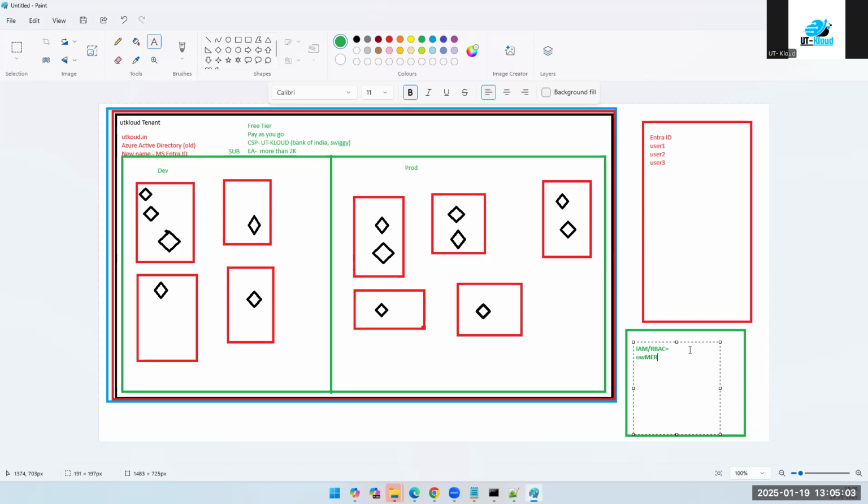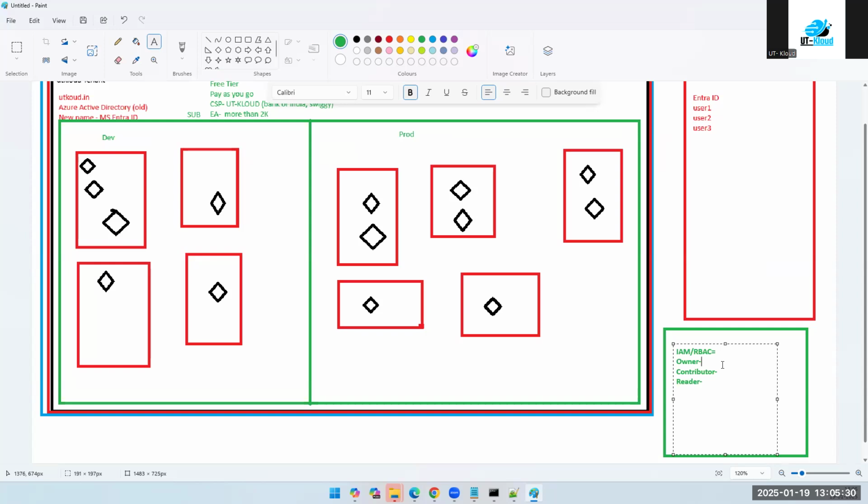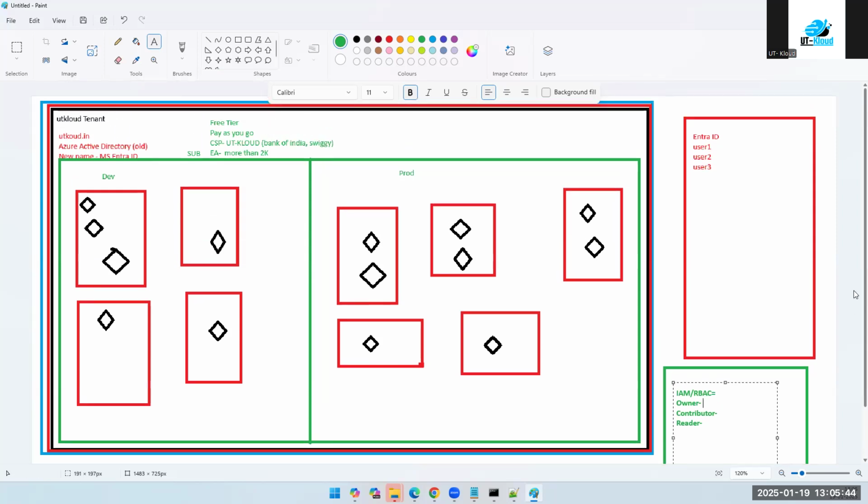One is your owner role. Understand, guys, these roles are not in Entra ID. These roles are in RBAC: owner, contributor, and reader. These are the roles which we are discussing as of now. There are many roles, but these three are very crucial. If I make this user 1 an owner on the subscription level, this user will be able to create something, delete something, edit something. He'll be able to do whatever he wants, or he can create another owner as well, or another contributor as well.